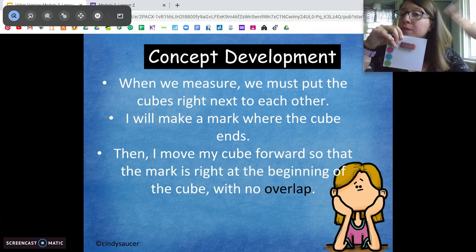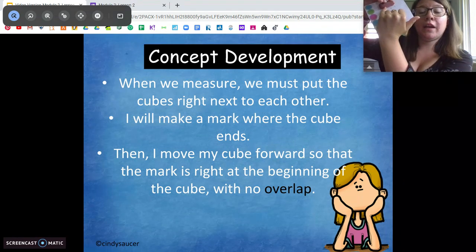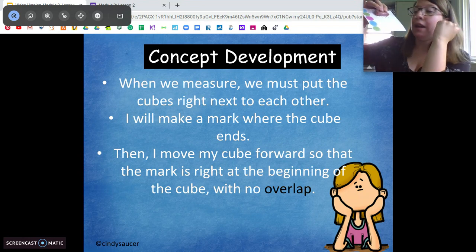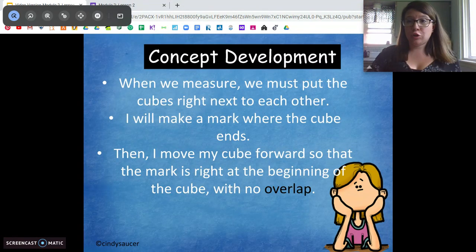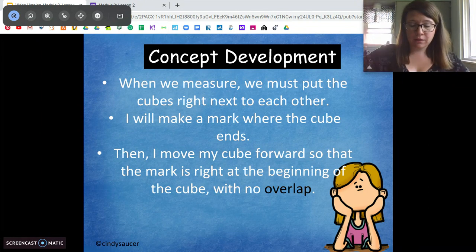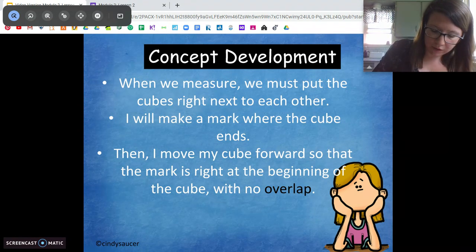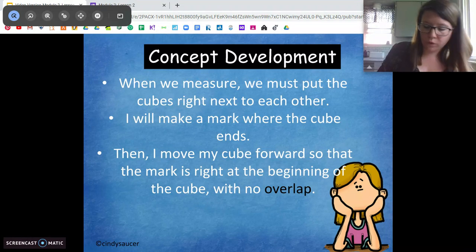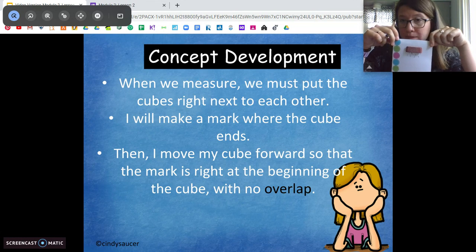You can do this with cubes, you can do this with paper clips. You put it at the end point, make a mark, and then pick it up and move it, and line it up exactly on the next mark. That means there's no overlaps, there's no gaps. You line it up as best as you can. And then, without even a centimeter cube, and with one pinky, I've measured 1, 2, 3, 4. This eraser is about 4 centimeters long.